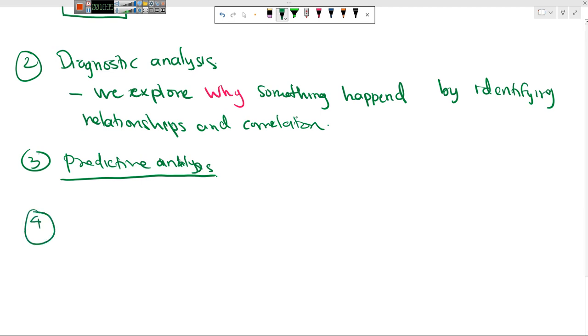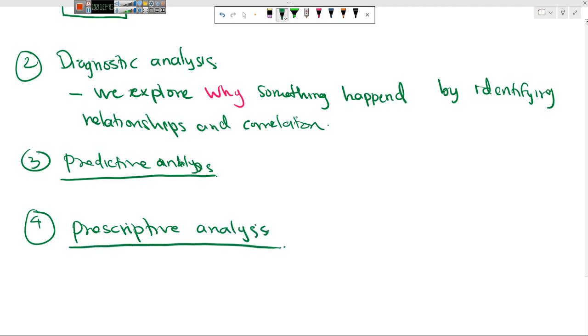And the fourth category is prescriptive analysis. Under prescriptive analysis, we suggest the best course of action based on the analysis of the data. It is something like a doctor who examines you and recommends some medicines for your ailment. This can be used as an analogy.